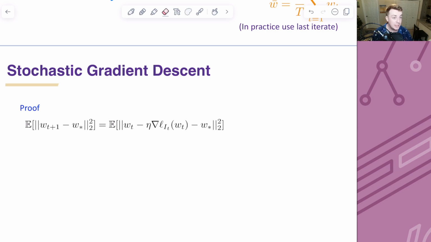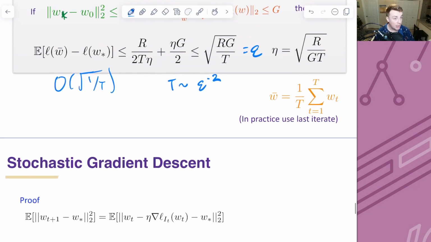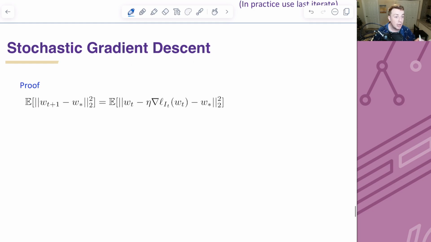So I'm going to start by proving something about a different value that is not in our theorem. I'm going to start with how far away we are at time t+1 from the optimal. Remember, our theorem is about the difference between the loss of the average place and the loss of the optimal place. Instead of talking about losses for a second, I'm just going to talk about actual distances. So how far away are we in the L2 norm at time t+1 from the optimal? That's what I'm going to start by proving.